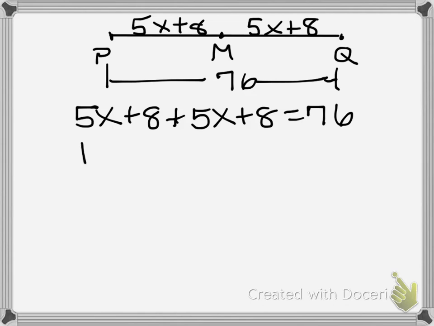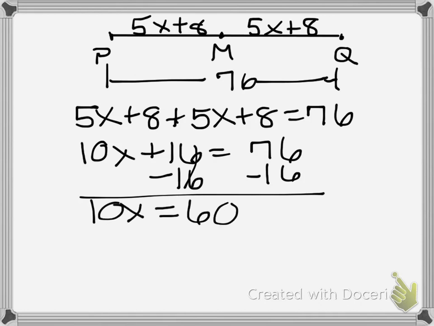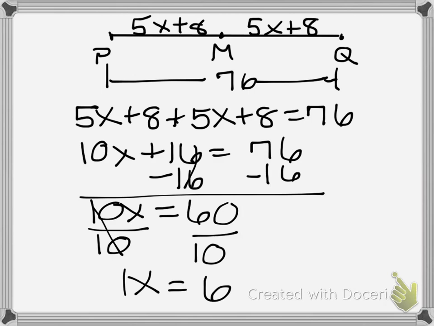We're going to put together our like terms. 5x and 5x gives me 10x. 8 plus 8 gives me 16. Equals 76. Subtract our 16 from both sides. 10x equals 60. Divide both sides by 10, and we get x equaling 6. And again, we were asked to solve for x, so we're done with the problem.